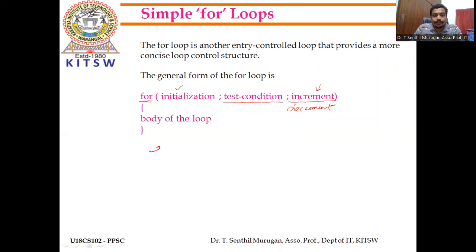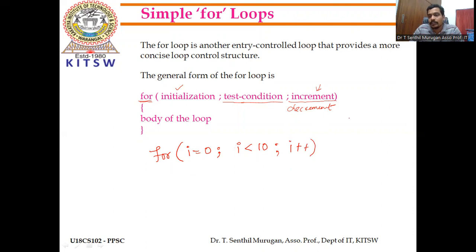For example, for initialization, I use one variable, i equal to 0. I am assigning the initial value 0 to i. This is initialization. Test condition, i less than 10. Okay, so I am checking this condition. What is the meaning of that? Till this condition fails, this loop will be executed. Then i plus plus.